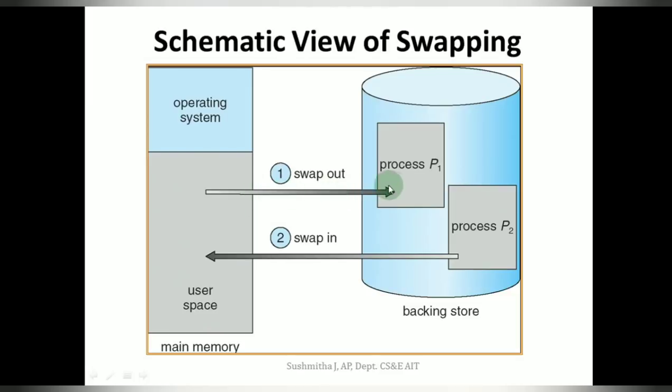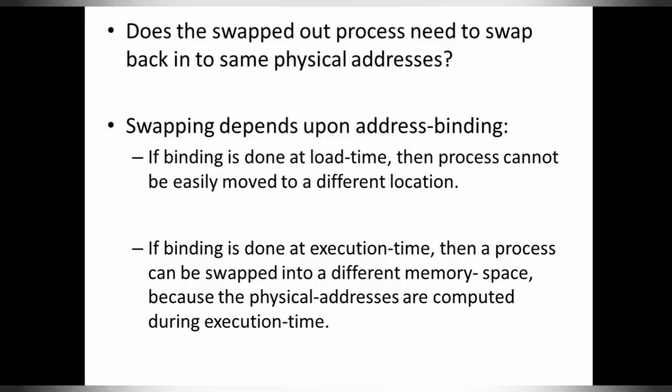Now I have swapped out process P1. Sometime in the near future I have to again swap back this process P1, and process P1 at some point of time has to complete its execution. Now will I be swapping process P1 to the same address location that it had left before, or am I going to swap into a different address location? This purely depends on your address binding.